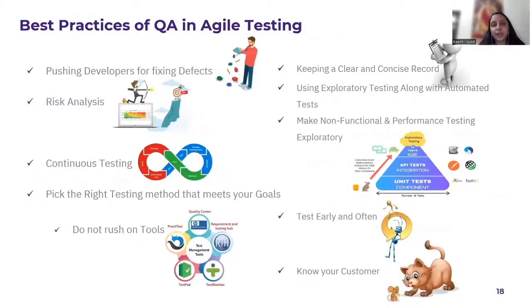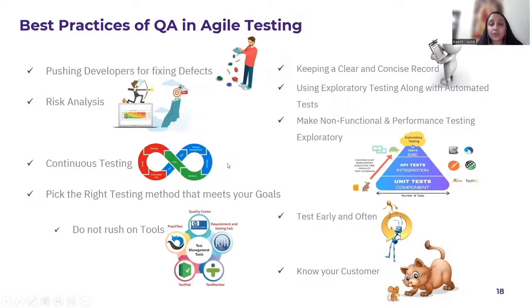So, best practices of QA in agile testing. These are the few best practices that we expect in any QA. Pushing developers for fixing defects. This is one of the ways that we provide feedback to the development team, which motivates and encourages the development team to stay online with fixing defects and standing on the same goal. And risk analysis. As a QA, you are the point of contact for any risk that happens in the release. So please make sure you are providing proper risk assessment before sending any sign-offs.